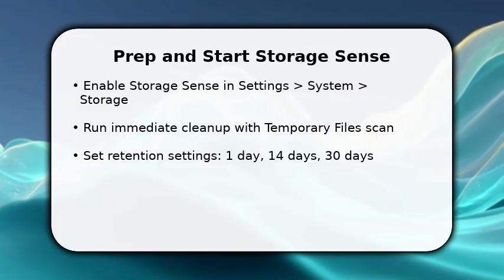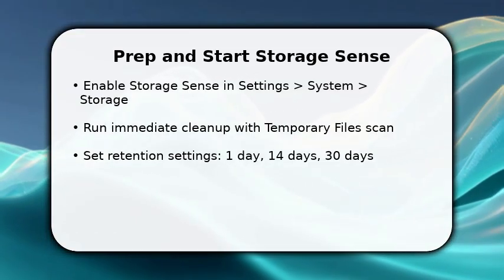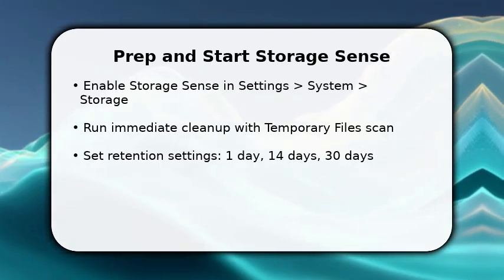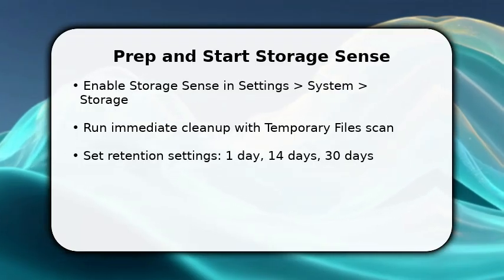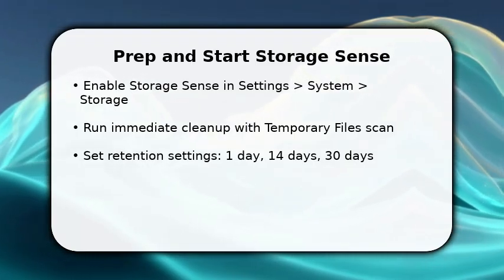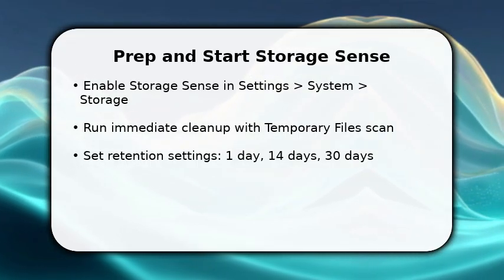You'll begin by enabling Storage Sense so Windows can automate cleanup. Open Settings, go to System Storage, and turn Storage Sense on. This lets Windows remove temp files and recycle bin items automatically. Once done, click Temporary Files to run an immediate scan and choose Files to delete.